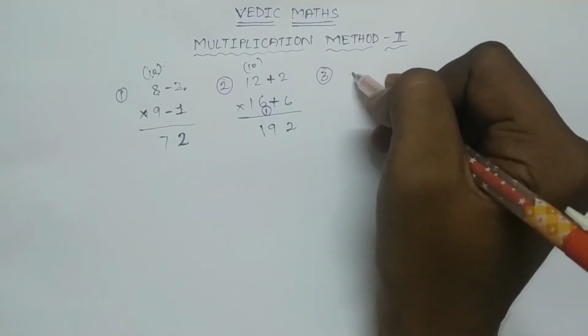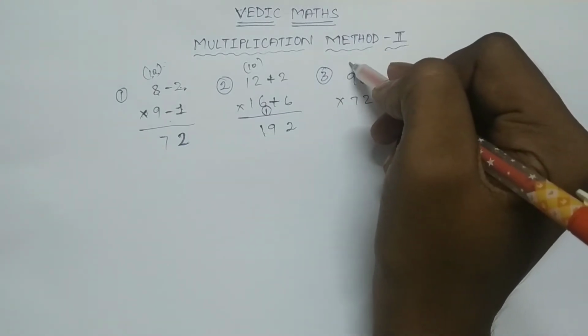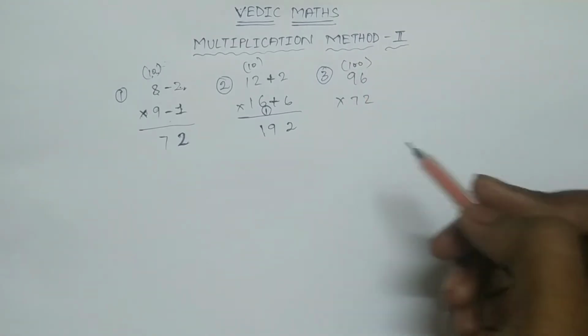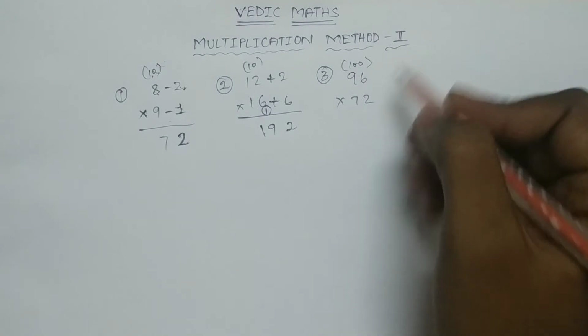Let's take one more example, the third example. Here I am taking 96 into 72. I am comparing with 100 because the nearest round figure for 96 and 72 is 100, so I am comparing with 100.